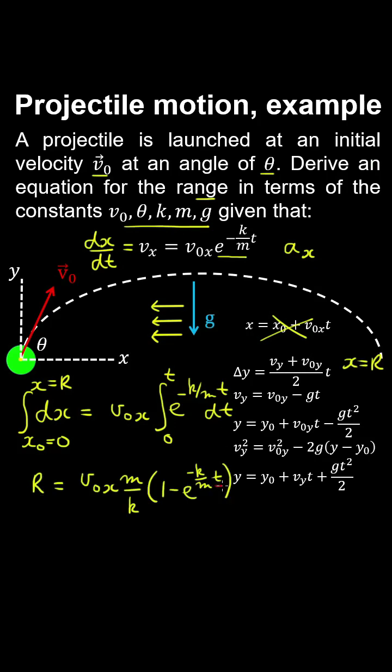And now you can use one of the kinematic equations in the vertical direction to obtain an expression for t, and write the range in terms of the above constants.